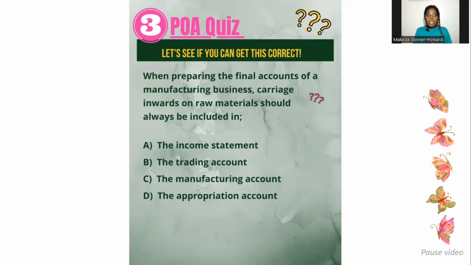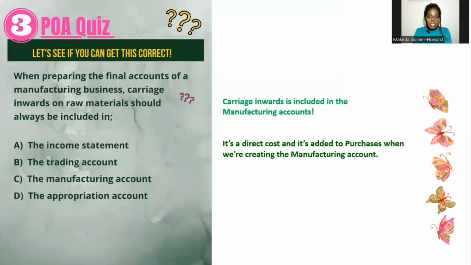Number 3, they ask, when preparing the final accounts of a manufacturing business, carriage inwards on raw materials should be always included in what? So they give us 4 items here. Which one should the carriage inwards on raw materials be included in? Carriage inwards is included in the manufacturing accounts. Not the income statement, not the trading account, not the appropriation account. Carriage inwards is included in the manufacturing account once you're dealing with a manufacturing business.